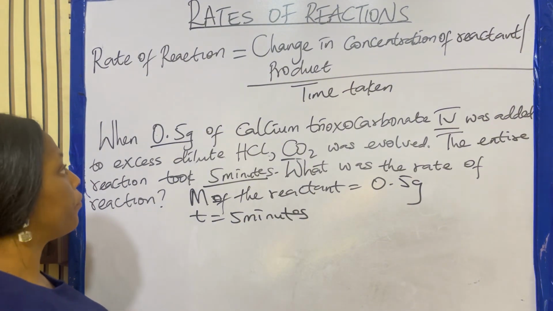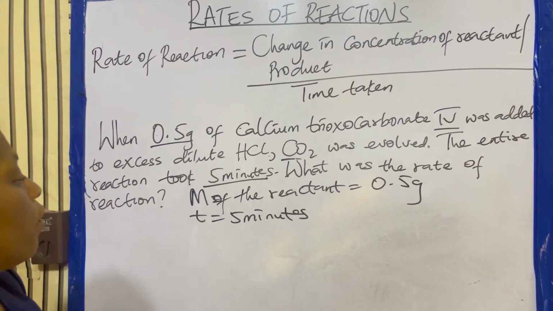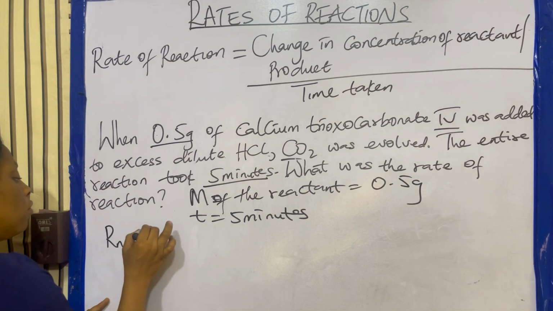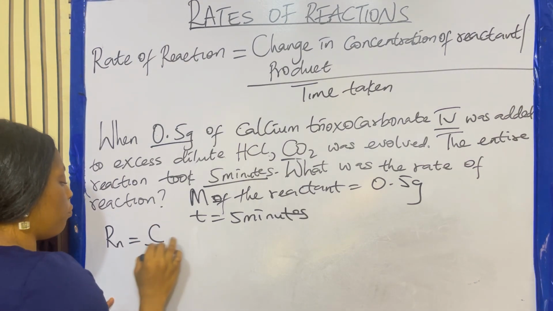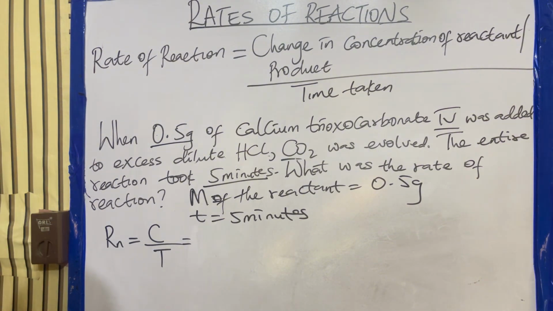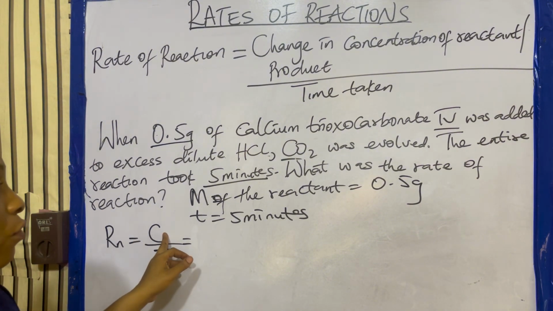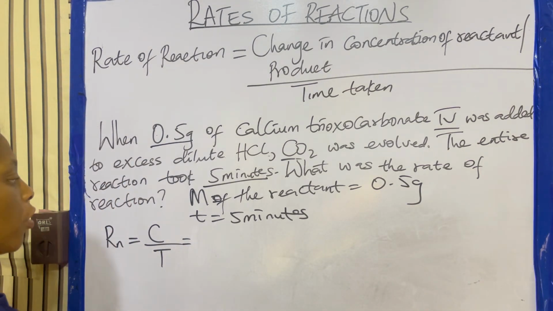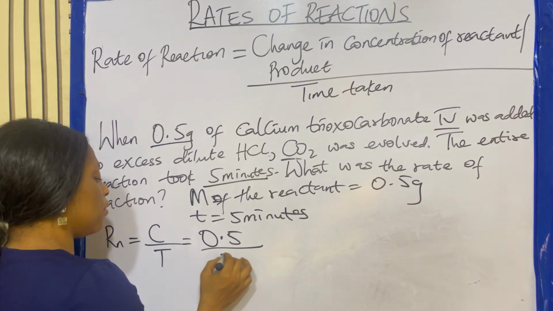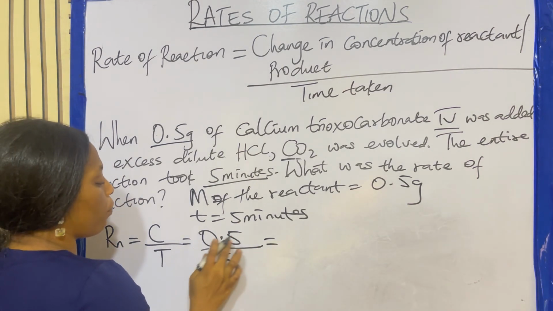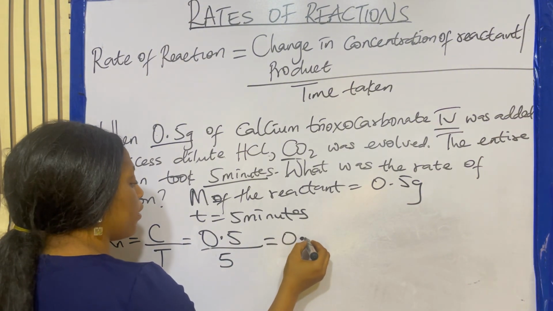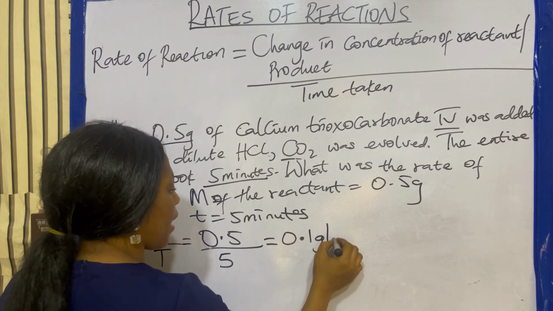So what was the rate of the reaction? Using the formula, rate of reaction is equal to what? Change in concentration of the reactant or product over time taken. Here you were not given concentration, you were given mass. So you're going to make use of what you were given. So you have mass is 0.5 over time taken is what? 5 minutes. So 0.5 divided by 5, that is going to give us 0.1 gram per minute.